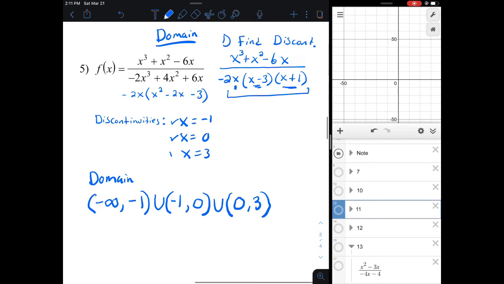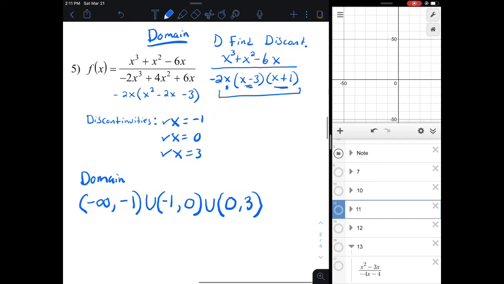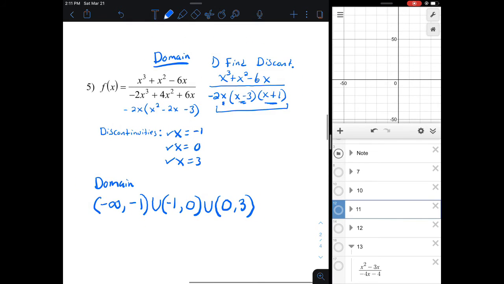And then don't stop, because we want to work our way all the way to positive infinity, so we would have to make one more interval and say, all right, we'll go from 3 to as large as we want, 3 to infinity. So that's how we find the domain of rational functions. You find the discontinuities, and then start your way from the left with negative infinity, work your way to the right, because the domain is the set of all real numbers except for its discontinuities.